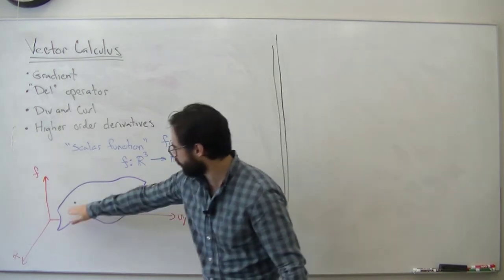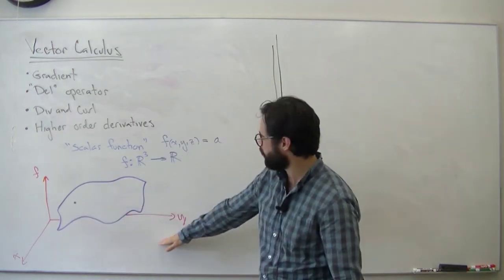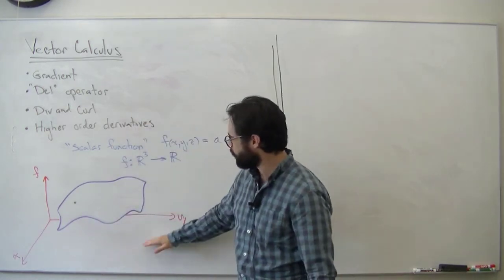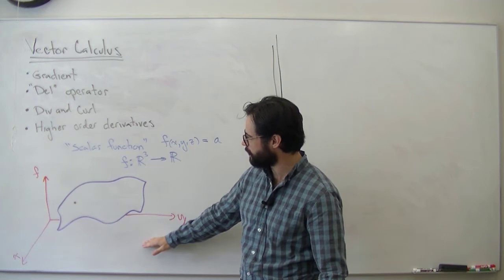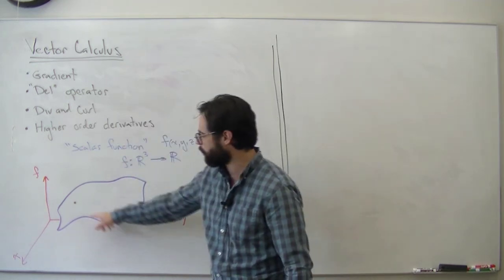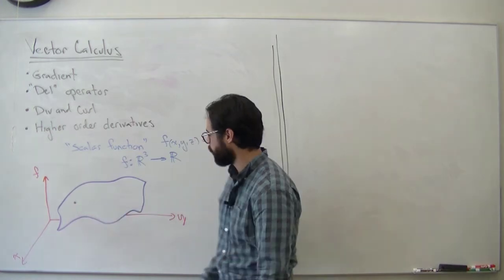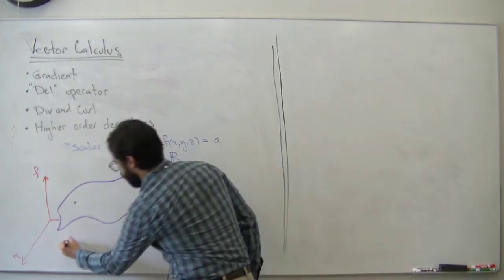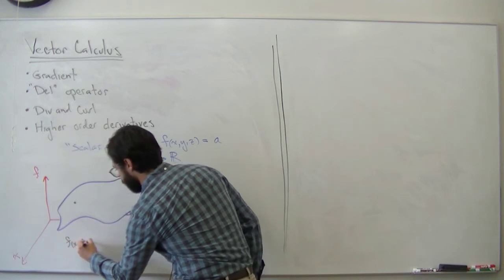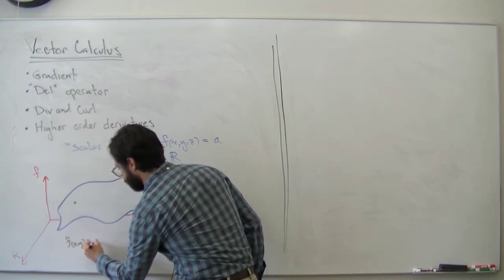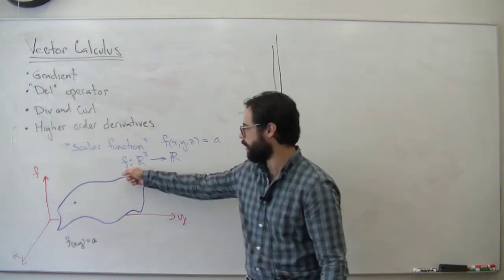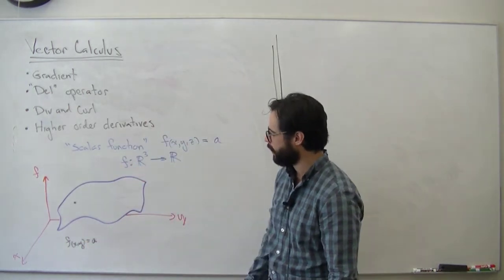OK, so let's pare this down to just 2D, because that's what I can draw on this board. So in fact, this f is a function that maps a point on the xy plane to some height, some real number. So this would actually be f of xy equals some number, z or a or something like that. So this would be a mapping from R2 to R.